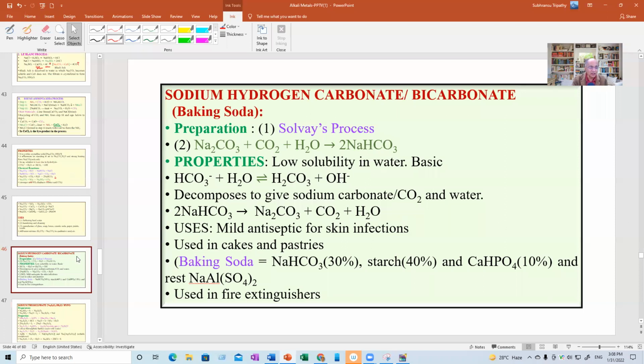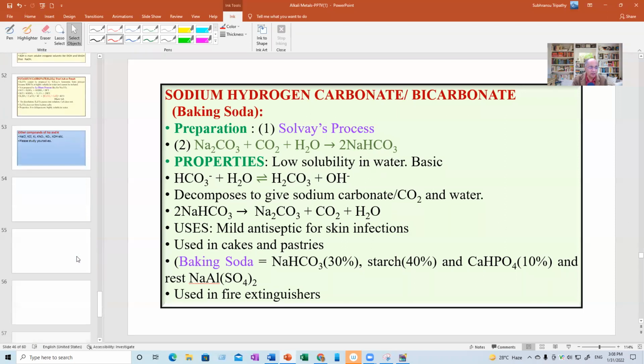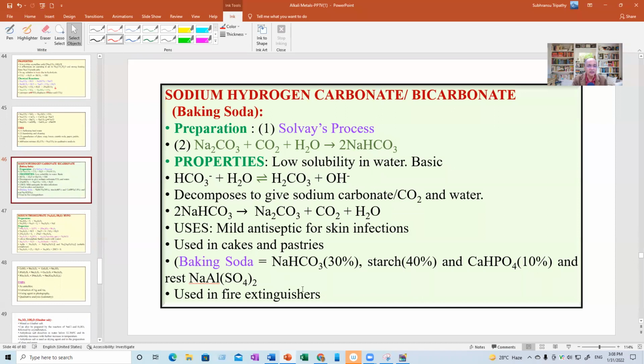Then let's see how many slides are left. Only 3 to 4 slides we'll be doing. I will not intimidate you so that you feel you only write what I am giving you in the notes and you understand.